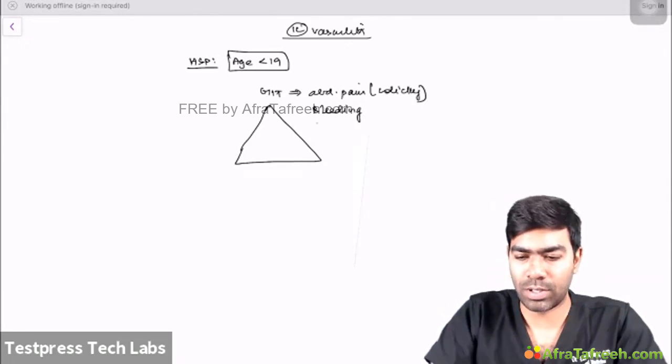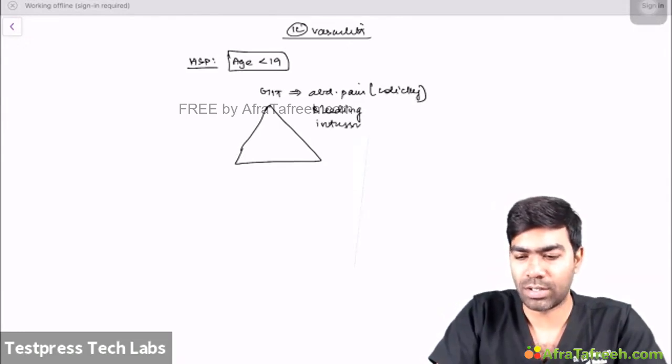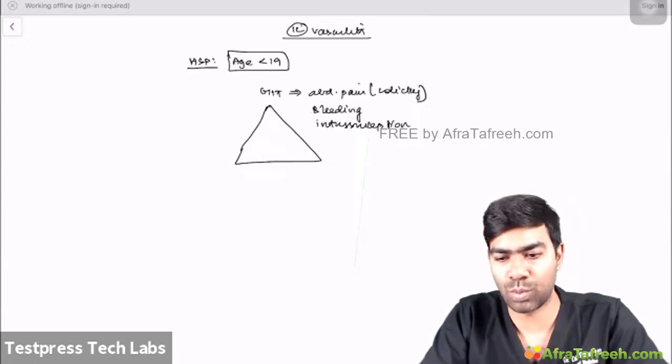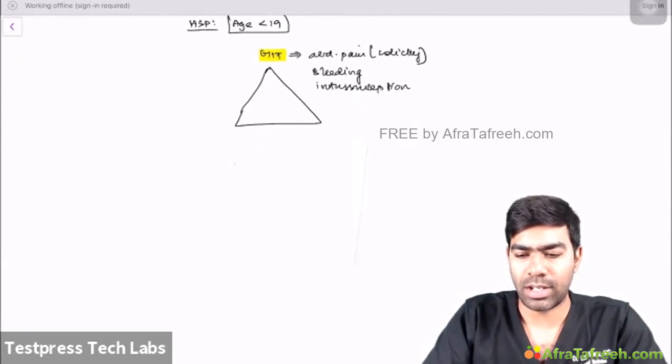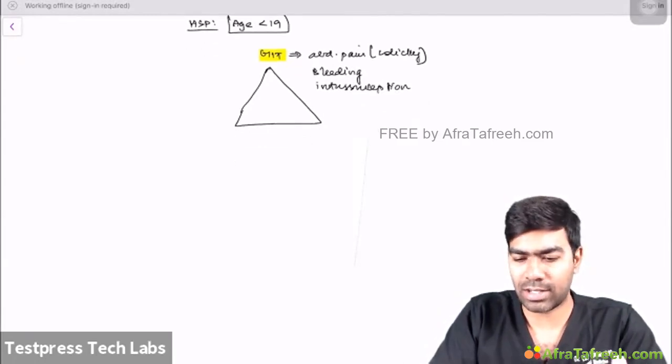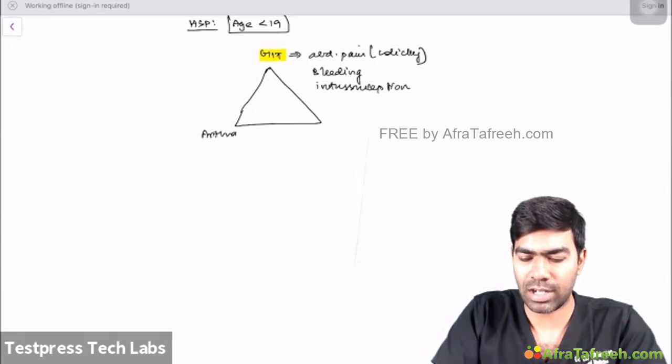Even intussusception is possible because we are dealing with children. Intussusception is possible, where they can present with a red currant jelly type of stool as well. So GIT involvement is very typical. Very important again. And the second thing that is characteristic is the arthralgia and arthritis they used to get.